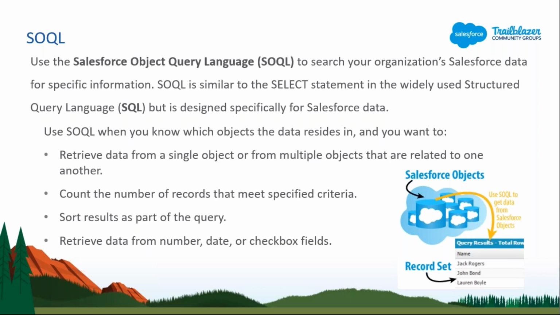There is another query, SOSL, which is Salesforce Object Search Language. If we don't know in which object our data resides, then we have to go for that, because it will search the entire Salesforce org and fetch you the data. For that we use SOSL. But if we know the name of an object, like I want to fetch records from account or from the student object, then we specify the name and go for SOQL.